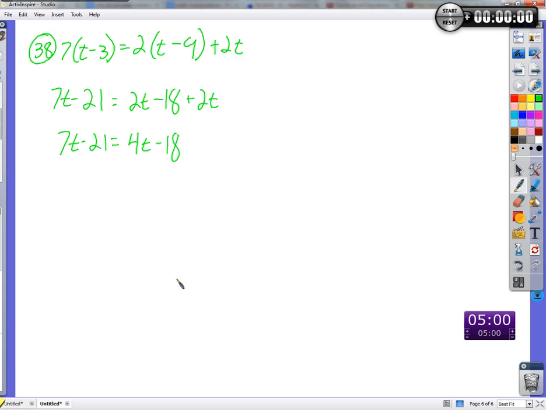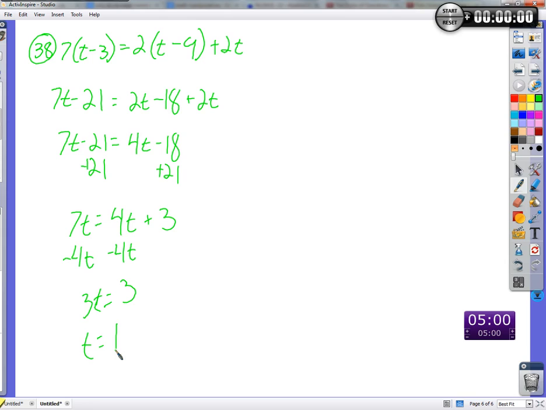Add 21. What's that? Add 21. Add 21. Great. Okay, so that is, so that's 3. Fantastic. Subtract 4t. Great. 3t equals 3. Divide by 3. T is 1.